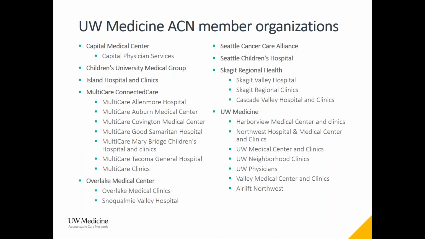So this just shows you the Accountable Care Network members throughout the Puget Sound region. And you will note the ones at UW Medicine, but we also have Multicare, Overlake Hospital, Capital Medical Center, Seattle Children's, Seattle Cancer Care Alliance. I think these are very important considerations for you to make for some of these specialty care that can be provided in these hospitals.